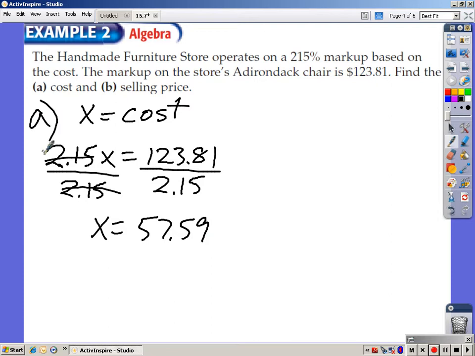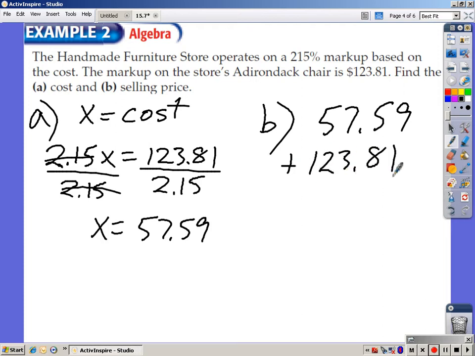In order to find part B, to find the selling price, all we do is take our cost of $57.59 and we add our markup of $123.81. So $57.59 plus $123.81 is $181.40. All right? No problems.